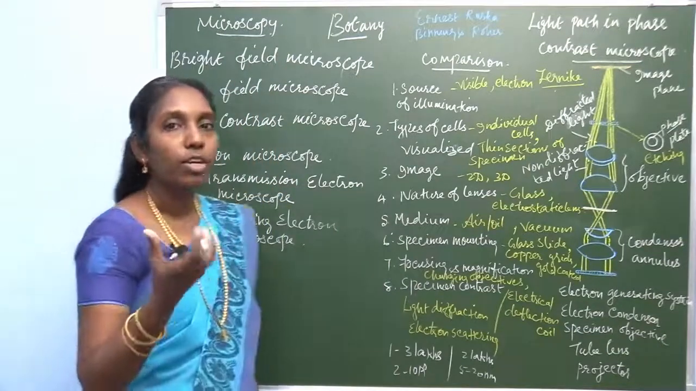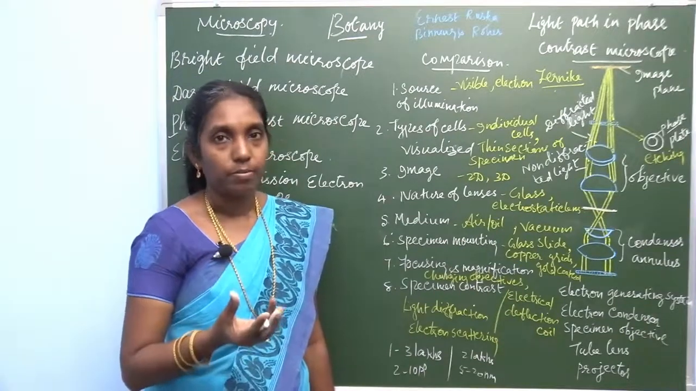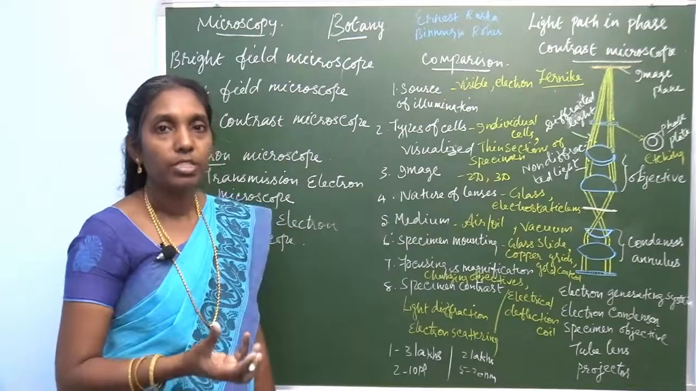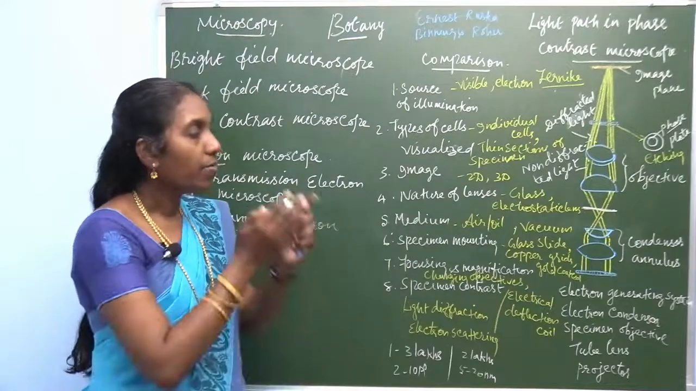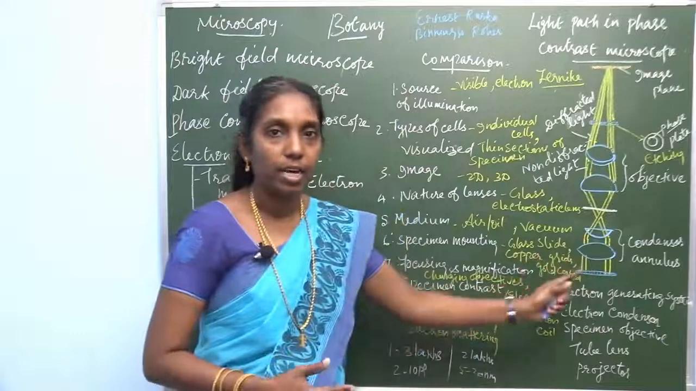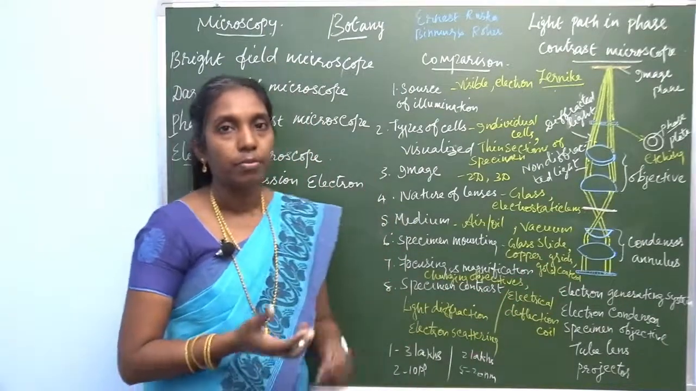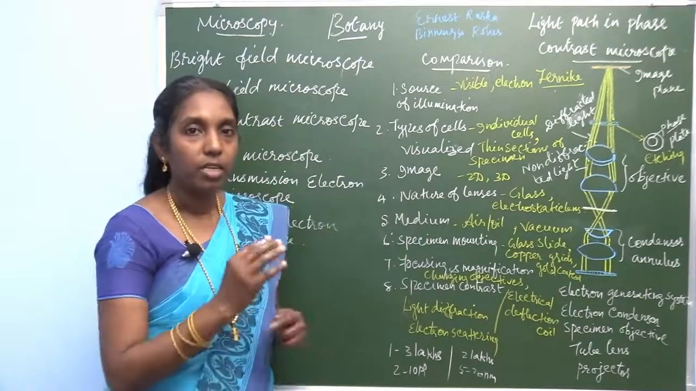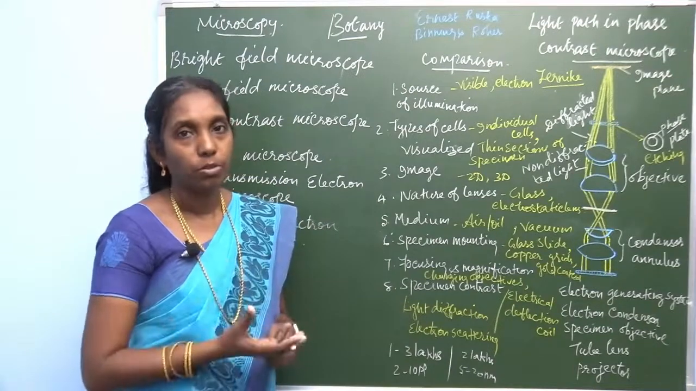The source of illumination in an electron microscope is electrons. So instead of light, a beam of electrons passes through the specimen. The object is viewed by the electron beams passing directly through the specimen.